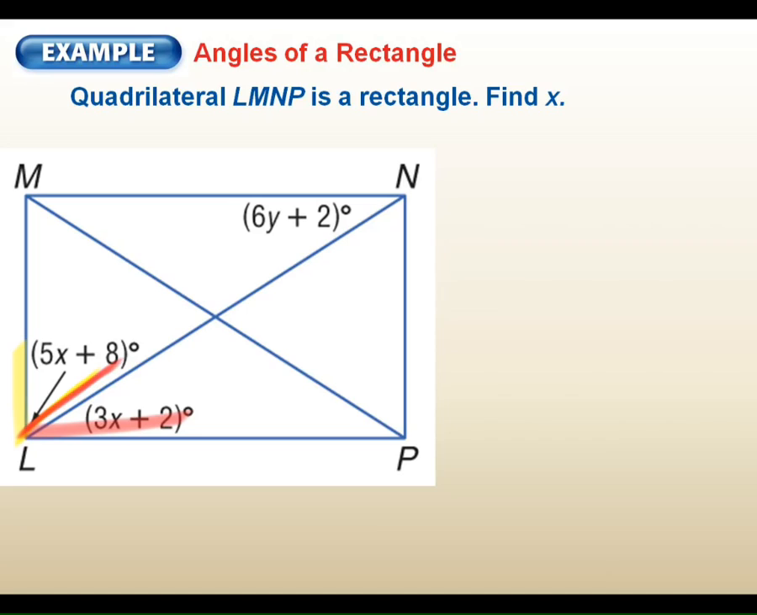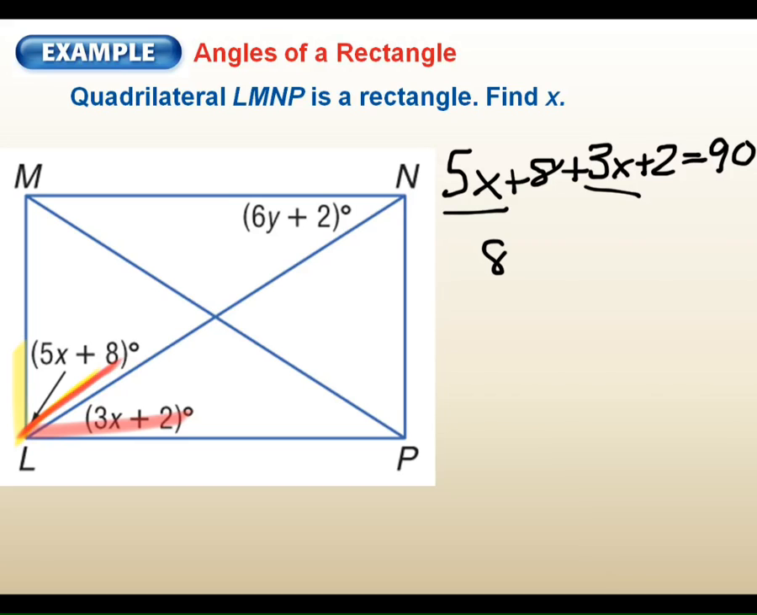Now, what do I know about those two angles? I'm not 100% sure if they're equal, but I know they make a right angle. I know that in a rectangle there are 4 right angles, so those two must be 90 degrees. So in this case, I don't set them equal to each other. They are going to add to equal 90, right? 5x plus 8 plus 3x plus 2 has to equal 90.